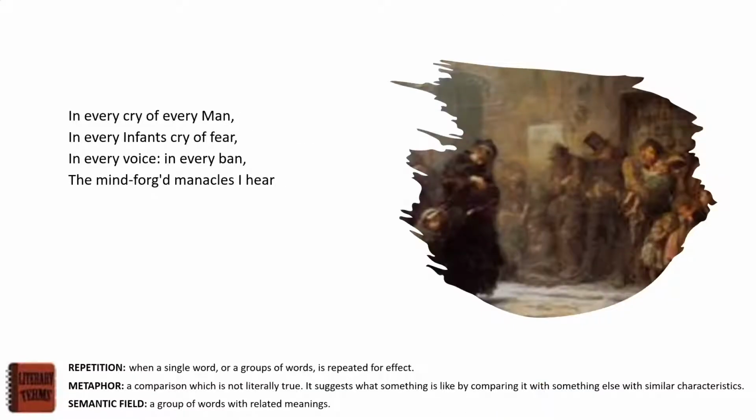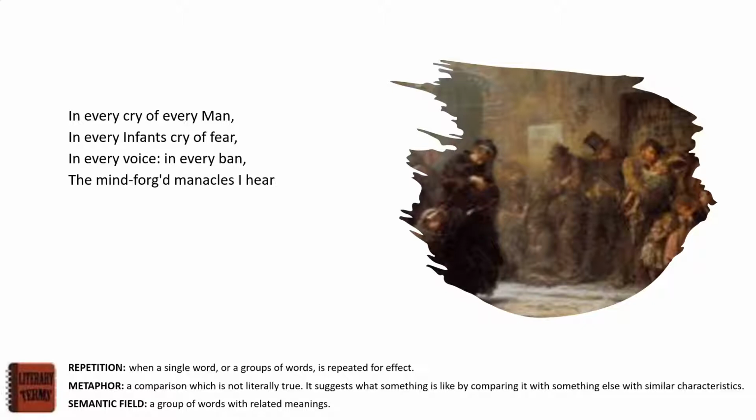Okay, so then we move into the second stanza, and this is where we shift to start this focus on the sound, on the auditory imagery in this poem. In every cry of every man, in every infant's cry of fear, in every voice, in every ban, the mind-forged manacles I hear. So you can immediately see, and if you highlight in one colour, for example, all the words to do with sound throughout the poem, you'll see you get quite a lot of that one colour appearing.